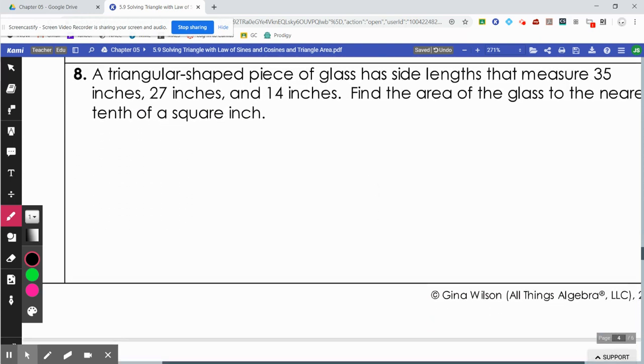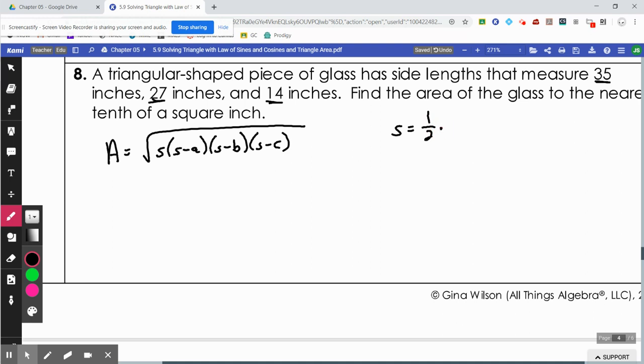Okay, one more time. A triangular shaped piece of glass has side lengths of 35, 27, and 14. Find the area. Again, using the Heron's formula, since we have all three sides, area is S times S minus A times S minus B times S minus C. So our semi-perimeter is going to be half of the perimeter. So the perimeter here is 35 and 27 is 62 and 14 is 76. Half of 76 is 38.